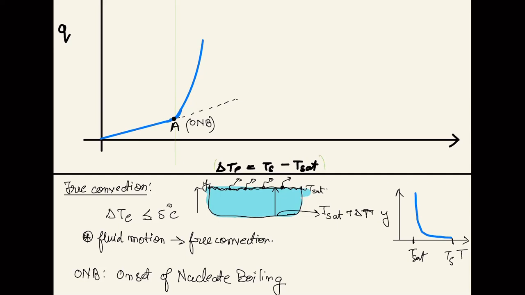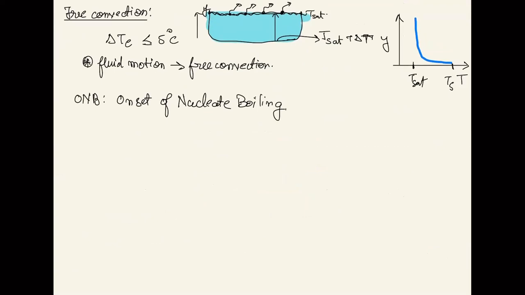Now this particular region is just because of the formation of more and more nucleate sites, and from the region A to B we have now actually started nucleate boiling. We are now into the region of nucleate boiling.